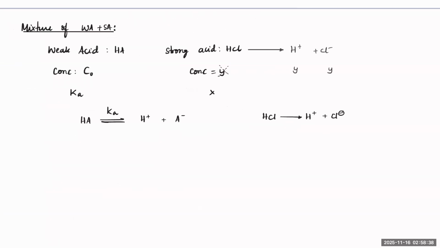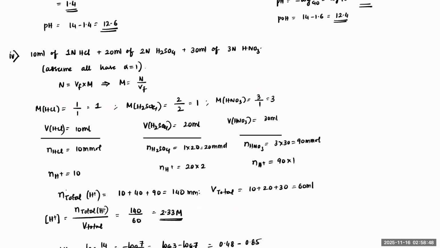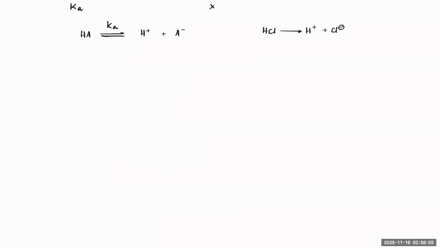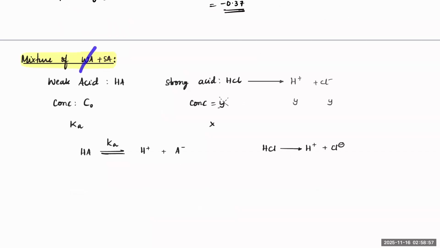Now, see the next one, which is about a mixture of weak acid and strong acid combined together. Have you noticed the above one is all strong acids? Instead, now I'm adding one strong acid and one weak acid. Then what will be the situation? How do we calculate the H plus ion concentration? Okay. So let's see this.